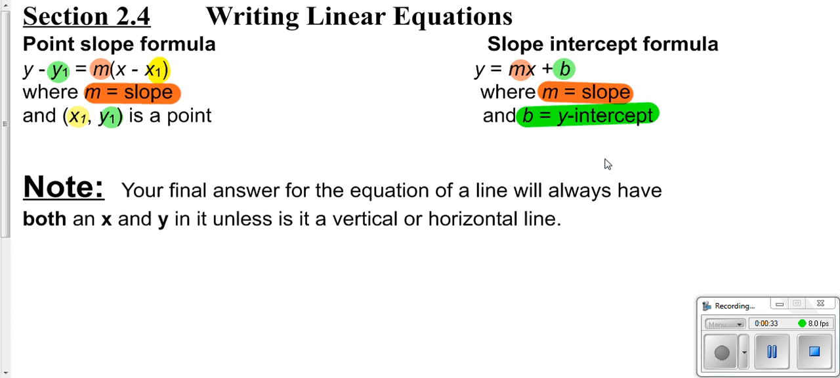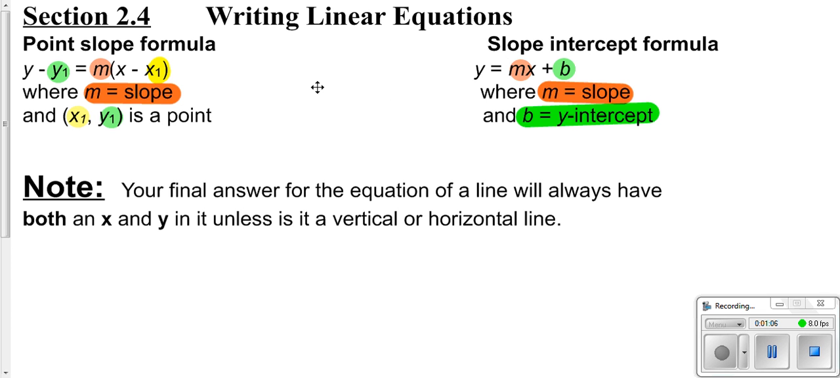Another very common formula that you'll be using from here on in this math class and all the rest of them is your point-slope formula. You still have m, which is your slope, but after m, you have parentheses x minus x sub 1, where x sub 1 is the x-coordinate of a given point. On the other side of the equal sign, you have y minus y sub 1, where the y sub 1 is the y-coordinate of that given point.